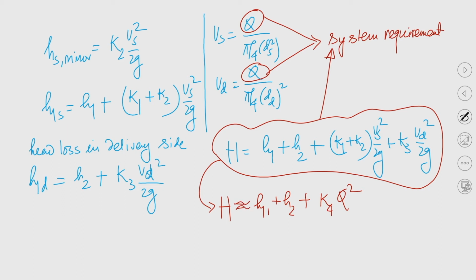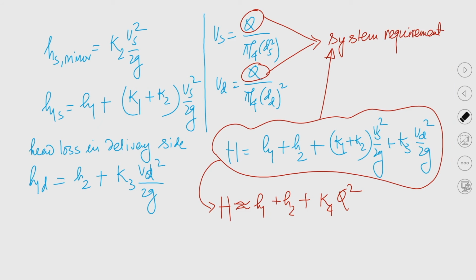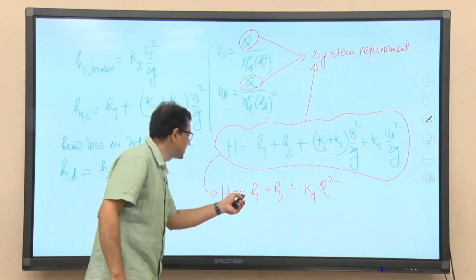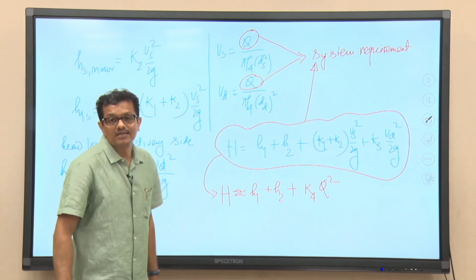You can understand that this... I can write this because Vs and Vd, Vs is a function of Q, we can write Vs and Vd in terms of Q from the above expression. So, eventually we will get like this. In that case, we know what will be the system resistance, right.